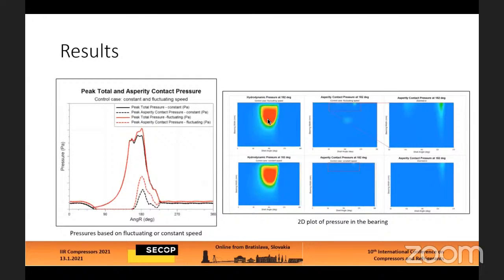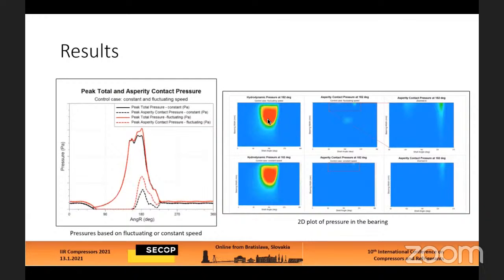To do that, we consider one reference case running with constant speed and another case with fluctuating speed, so you have a bigger contrast between them. In black, we have the constant speed. So you see that the contact pressures, total and asperity, are lower than the red curves.